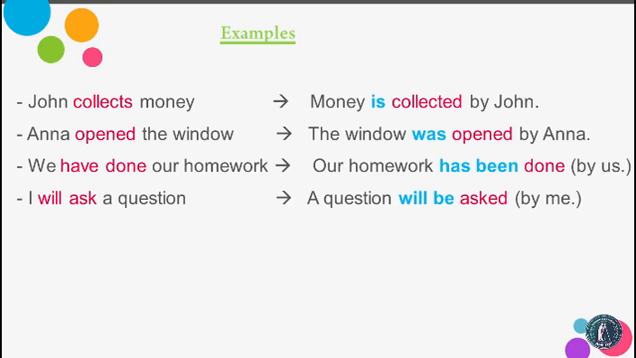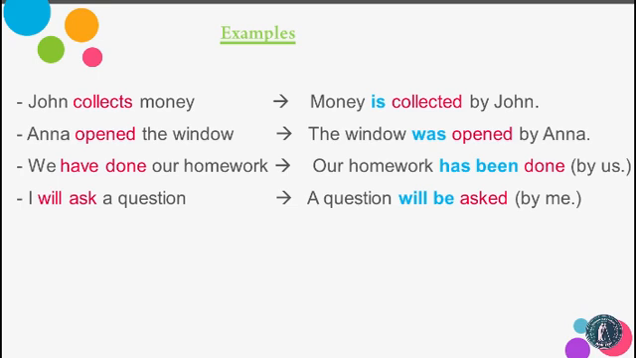Let's see together some examples. John collects money. Money is collected by John. The verb to collect here is in the simple present. So in the passive voice, we will put the verb to be in simple present plus past participle of collect. Money becomes the subject and the initial subject changed to by John. We added the preposition by.